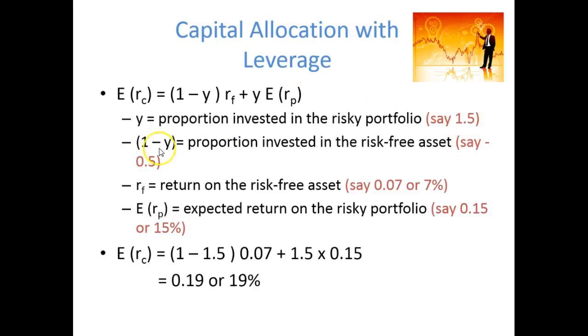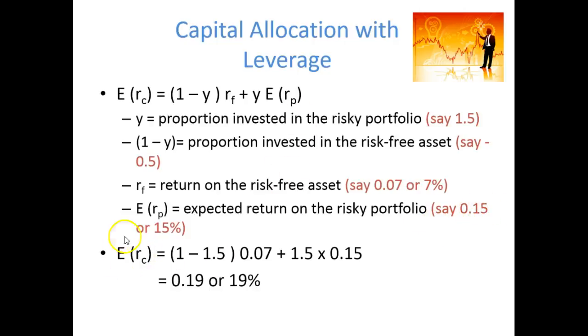How do we fund that? We fund it by borrowing at the risk-free rate, so we've got a weighting of minus 0.5 in the risk-free asset. Remember, our weights always have to sum to 1, and we can see here 1.5 minus 0.5 sums to 1. Now, from before we said that the return on the risk-free asset was 7% and the expected return on the risky portfolio was 15%.